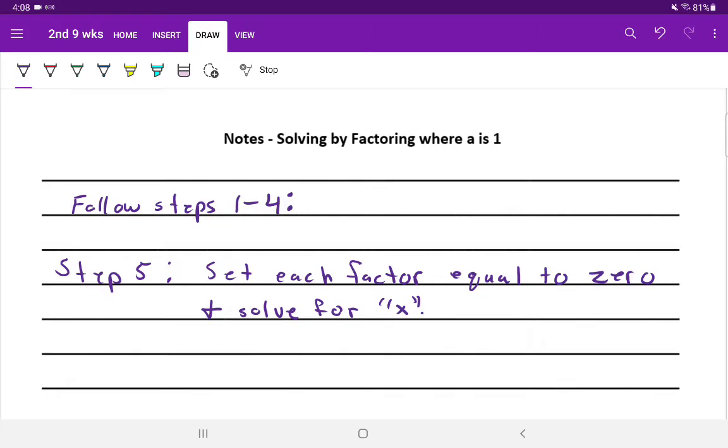So let's review those steps. Step 1, check to make sure it's in standard form. Step 2, look for GCF. Step 3, use your x method. Step 4, write it in factored form. And then if you're going to solve, take it one step further, set each factor equal to 0 and solve for x. You'll see in a few examples what we're going to do.